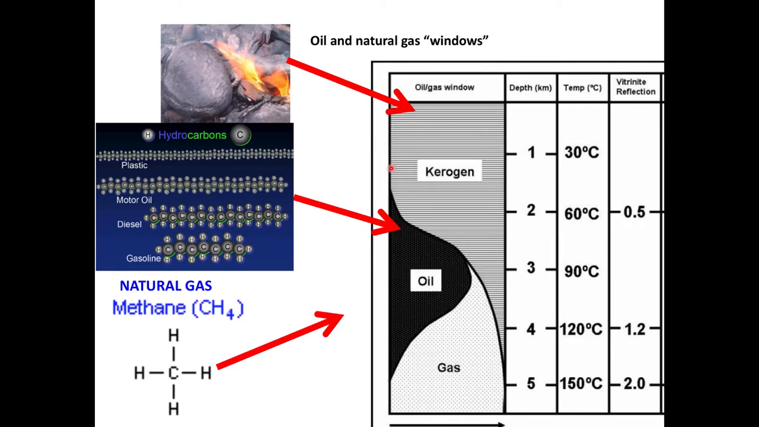Initially, that phytoplankton-rich mud or sediment initially transforms to a solid rock that we refer to as kerogen. And I've got a photograph here at the top left where you can literally imagine a rock that is dominated by mud but has enough hydrocarbon in it that if you light it, if you throw a match on it, it will catch on fire and it will burn. So first we have kerogen, and notice on the right-hand side over here we have depth in kilometers, and then we have temperature in degrees Celsius. Completely ignore this column for vitrinite reflectance.